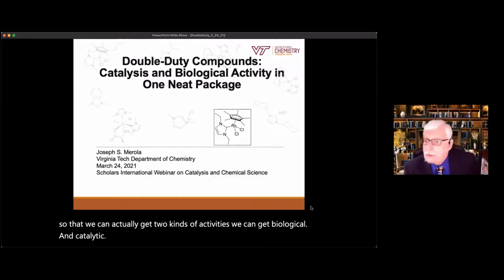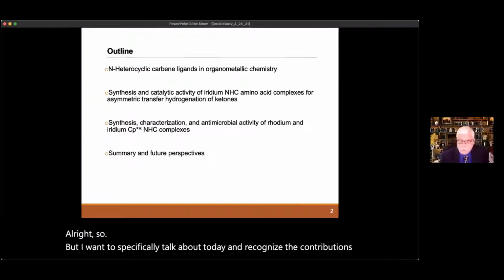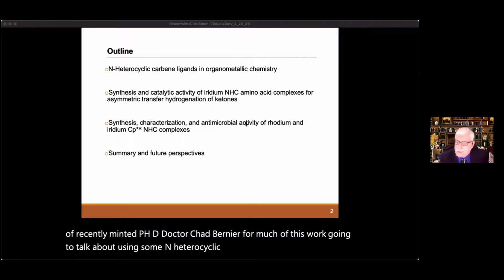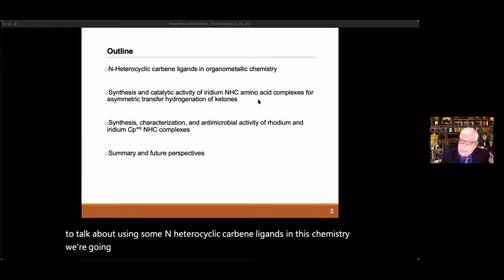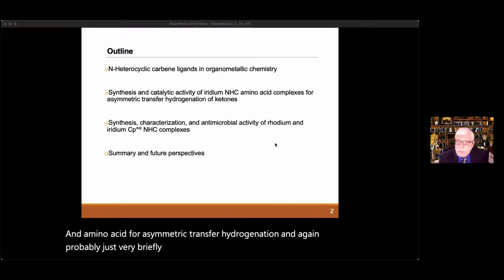All right, so what I want to specifically talk about today, and recognize the contributions of recently minted PhD, Dr. Chad Bernier, for much of this work. We're going to talk about using some N-heterocyclic carbene ligands in this chemistry. We're going to see the synthesis and catalytic activity combining iridium NHC and amino acid for asymmetric transfer hydrogenation. And again, probably just very briefly touch upon the biological activity.